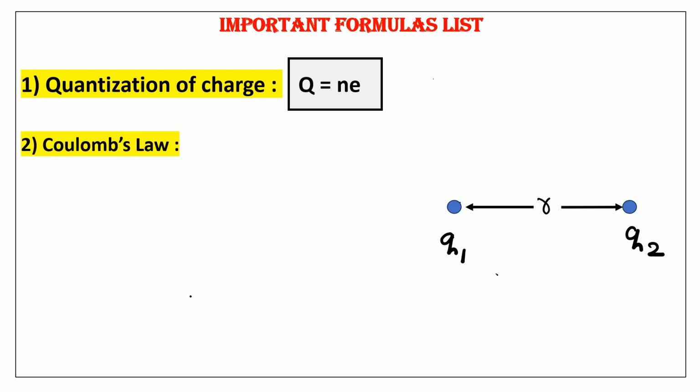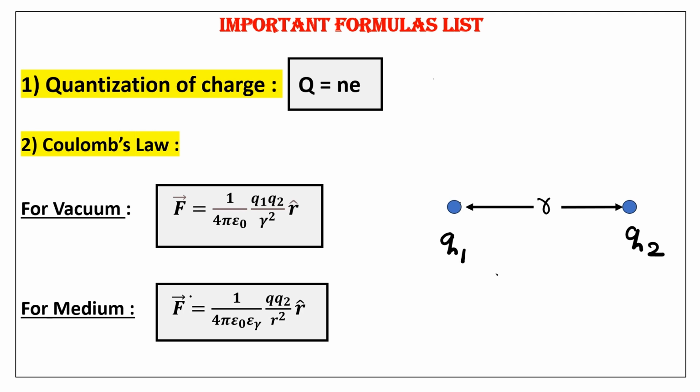2. Coulomb's law. It states that the force between two-point charges is directly proportional to the product of magnitudes of two charges and inversely proportional to square of the distance between them. The force is acting along the line joining two charges. For vacuum, vector F is equal to 1 by 4 pi epsilon naught into Q1 Q2 by R square into R cap. For medium, vector F is equal to 1 by 4 pi epsilon naught, epsilon r, into Q1 Q2 by R square, into R cap.